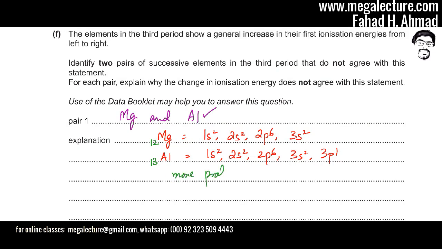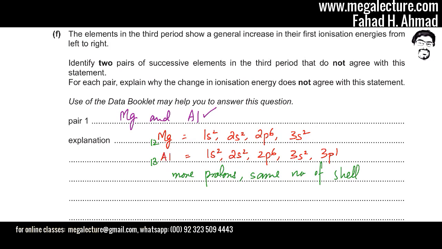And it has the same number of shells. So it has more protons, same number of shells. So there should be more attraction for electrons. For aluminium, there should be more attraction, and aluminium's ionization energy must be higher. But aluminium's ionization energy does not follow the trend. It's lesser compared to magnesium, even though aluminium has more protons.